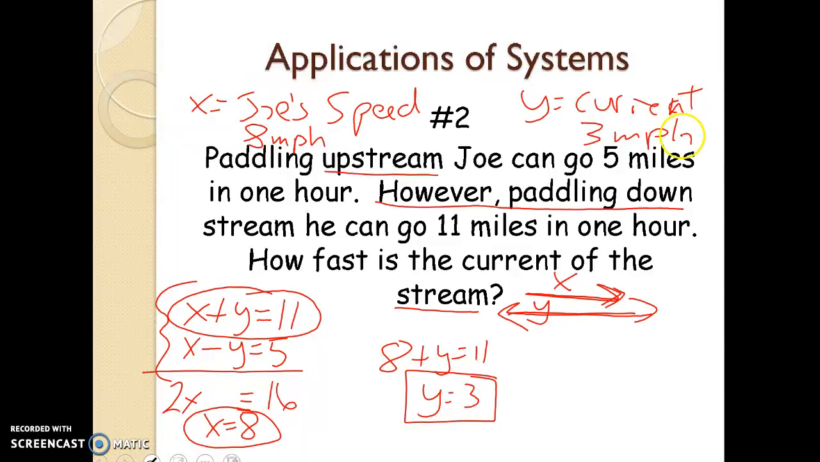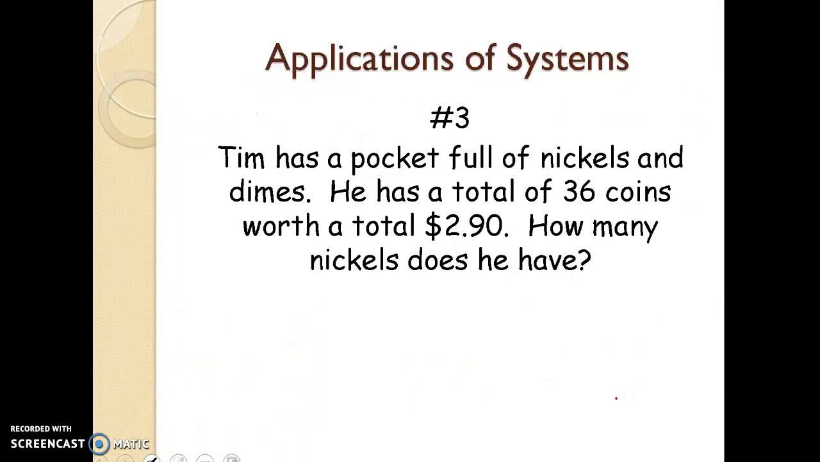The question they asked us to solve is, how fast is the current of the stream? Well, that's 3 miles per hour. We always want to make sure we go back, look at the question, and answer the question that they're asking us in the problem. So that's the second problem. Let's move on and take a look at number 3.